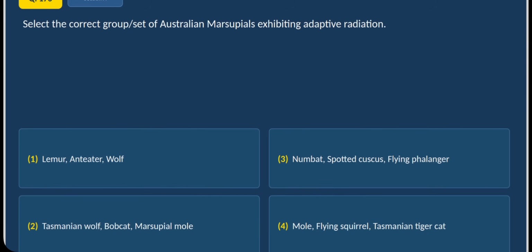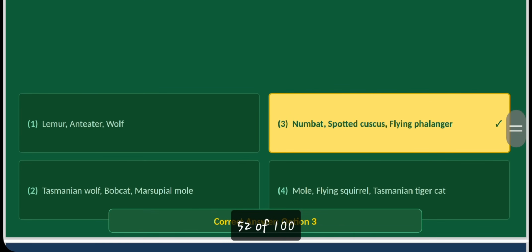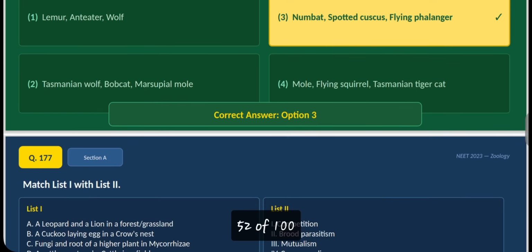Numbat, spotted cuscus, flying phalanger, Tasmanian wolf, bobcat, marsupial mole, mole, flying squirrel, Tasmanian tiger cat. So it looks more like the third option, numbat, spotted cuscus, flying phalanger. All the three are marsupials. Bobcat is not a marsupial. Lemur, the wolf, they are all not marsupials. Mole, flying squirrel, they are not marsupials. So the correct answer where all the three are marsupials are numbat, spotted cuscus, flying phalanger.